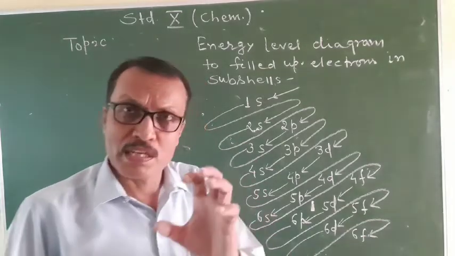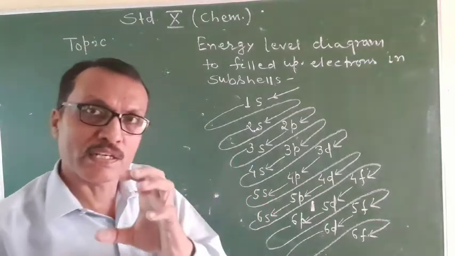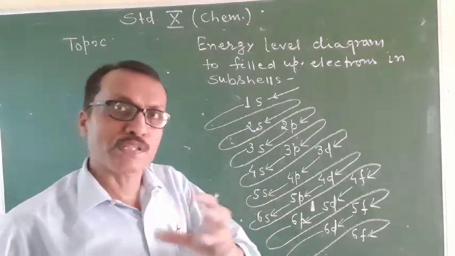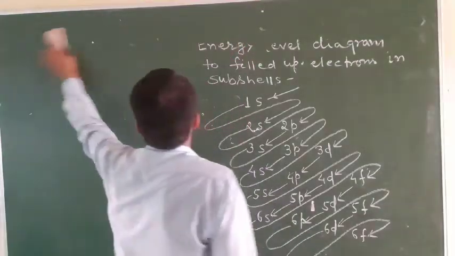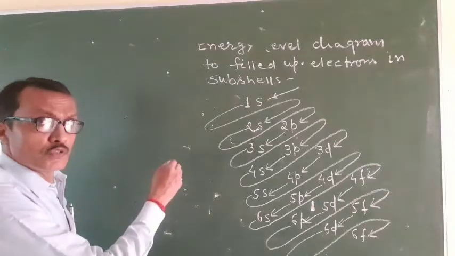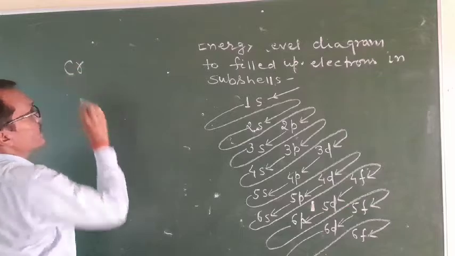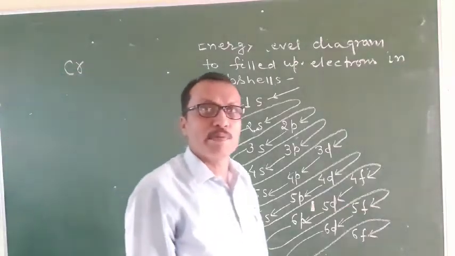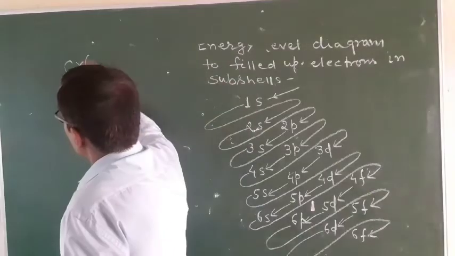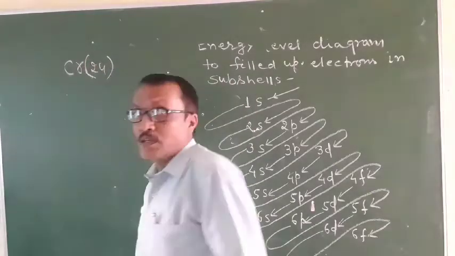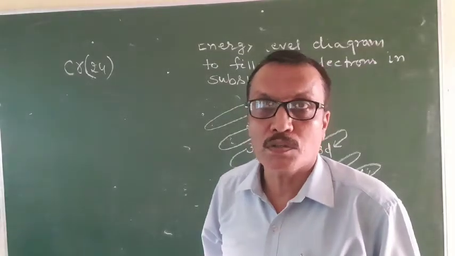Right? So students, let me put here one example so that you can understand how to express electronic configuration. For example, Cr, chromium. Chromium is an element whose atomic number is 24. So in the atom of chromium there are in all 24 electrons.